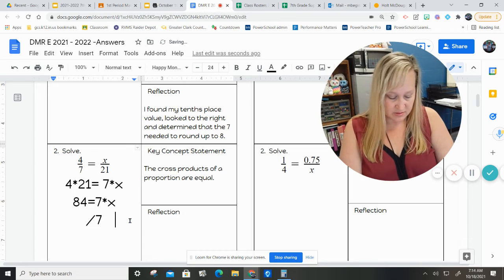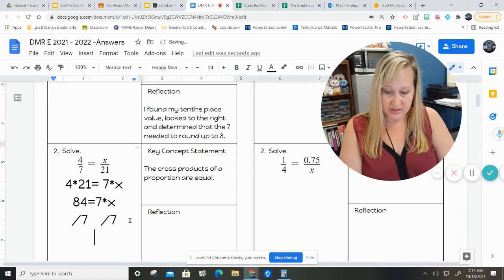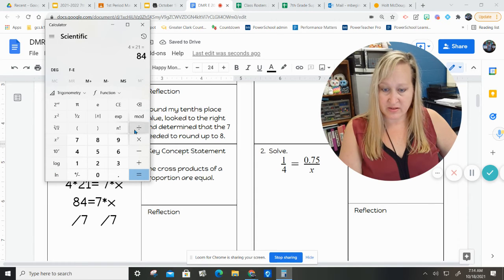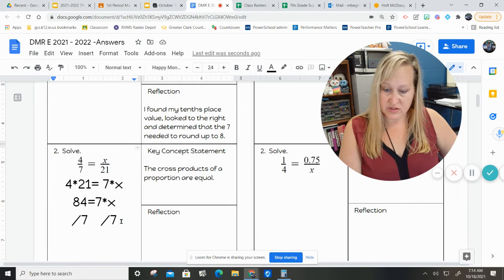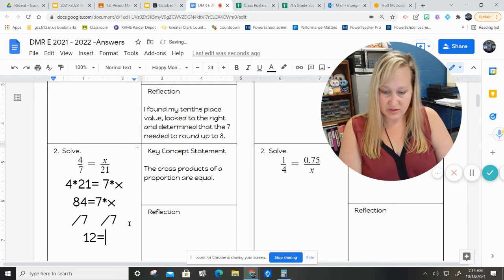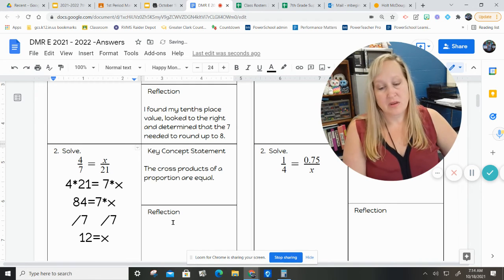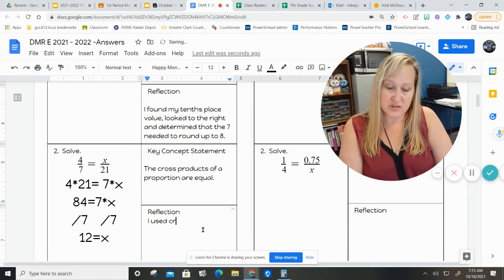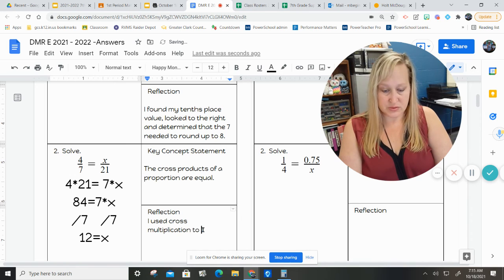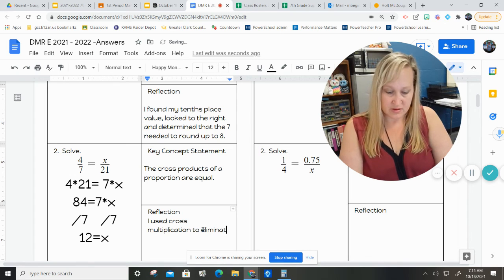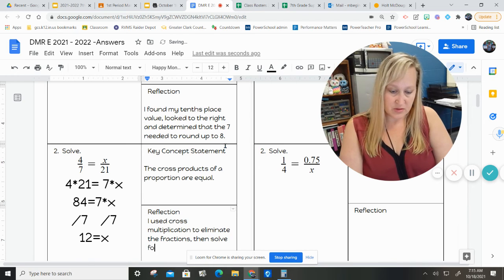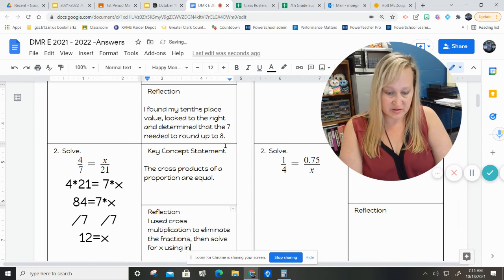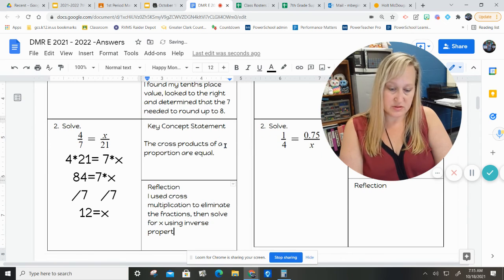Divide by 7. Divide by 7. You get 84 divided by 7. I'm going to use my calculator. You get 12. So 12 equals x. Reflection: I used cross multiplication to eliminate fractions, then solved for x using inverse properties.